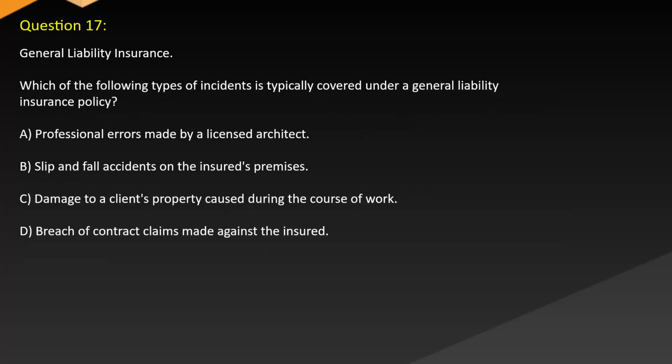Question 17. General liability insurance. Which of the following types of incidents is typically covered under a general liability insurance policy? A. Professional errors made by a licensed architect. B. Slip and fall accidents on the insured's premises. C. Damage to a client's property caused during the course of work. D. Breach of contract claims made against the insured.